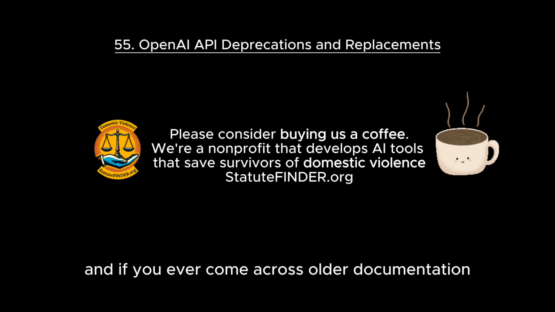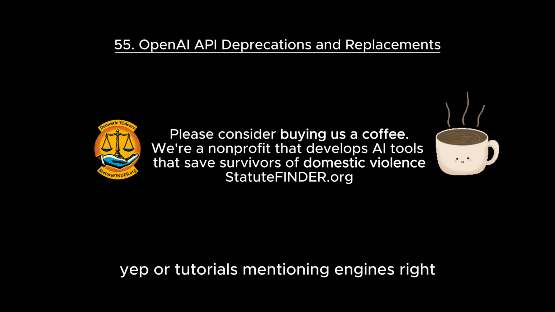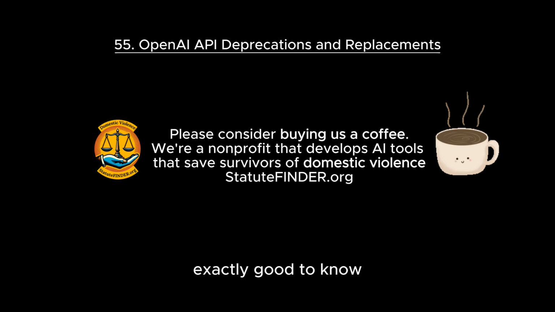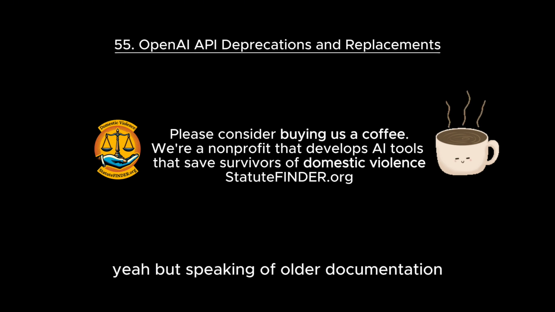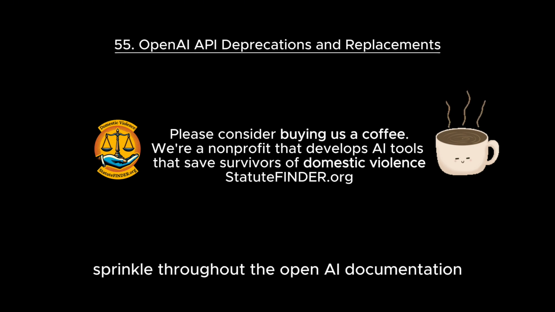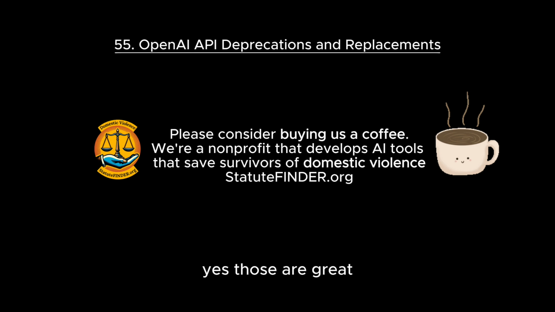And if you ever come across older documentation or tutorials mentioning engines, you'll know they're referring to that earlier stage of the API. Exactly. Good to know. But speaking of older documentation, let's talk about something specifically designed to help beginners. Those code examples sprinkled throughout the OpenAI documentation. Yes, those are great. They were like lifesavers for me when I was starting out.